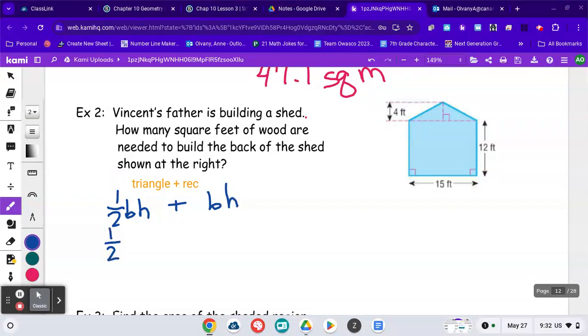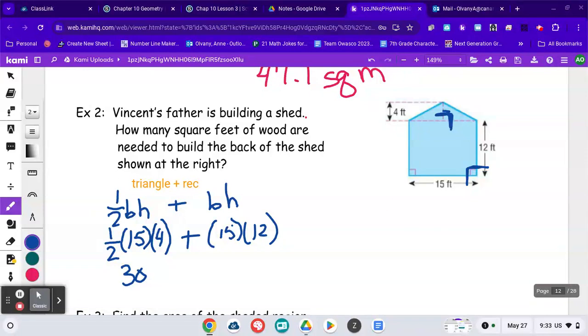So the triangle is going to be 1/2. Remember, the base and the height meet at right angles. So you got to look here. You're hitting 15 and 4. And I'm going to figure that out first. 1/2 of 4 is 2, and 15 times 2 is 30. You can type that into your calculator, though. And the base and the height of the rectangle is 15 times 12. Even I, the math genius, do not know that in my head. It's 180. So this comes out to be 210 square feet.